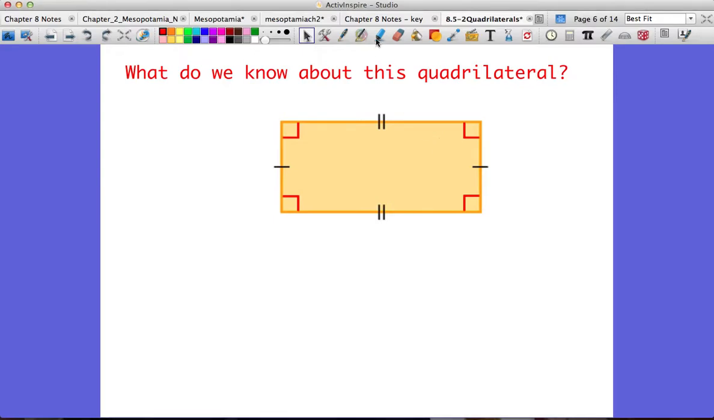Alright, this quadrilateral is a little bit different. In this case, again, we have this side and this side being congruent, and this side and this side being congruent. So we don't have four congruent sides, however, we do have four congruent angles that happen to be 90 degrees.